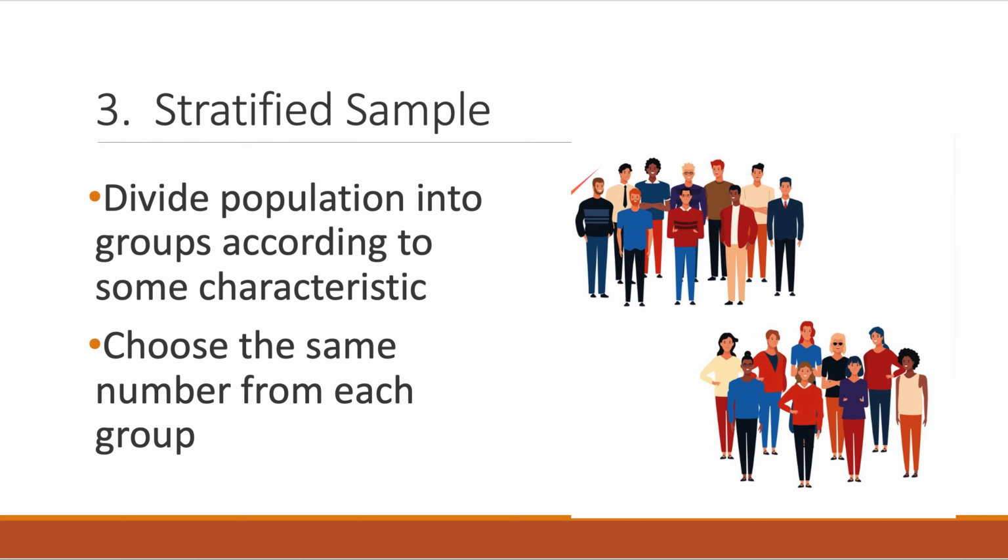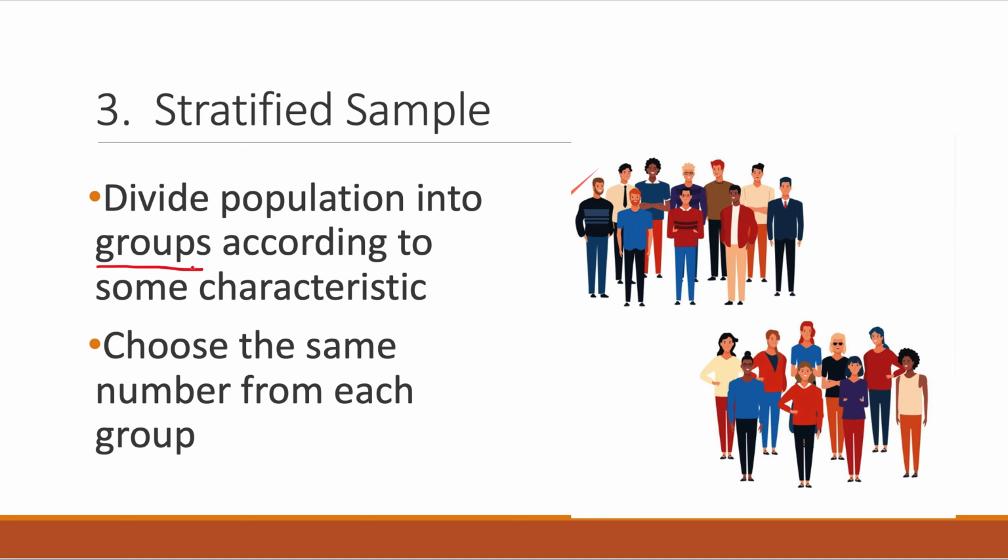All right, number 3, stratified sample. So this one and the last one are very similar in that they both divide the population into groups according to some characteristics. If you look at the picture on the screen, it looks like we have 2 groups of people. The top group is the males, the boys, and the second group is the females or the girls. So we've divided our big group into 2 smaller groups based on their gender.